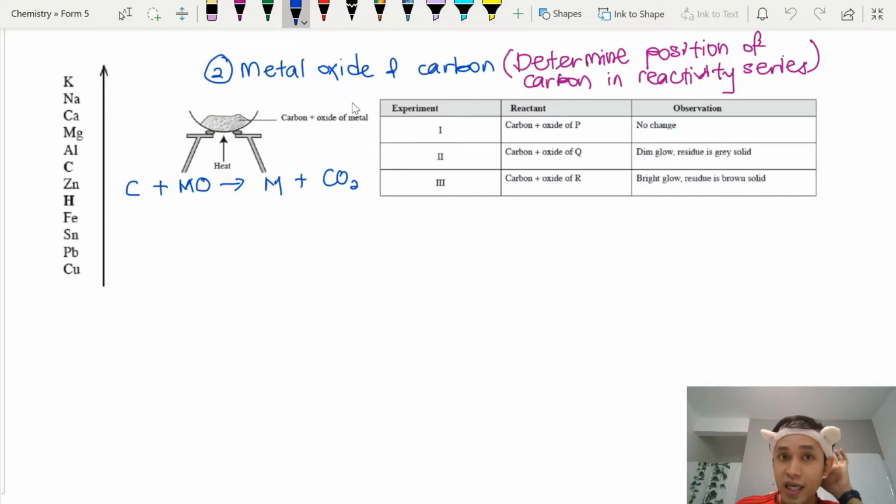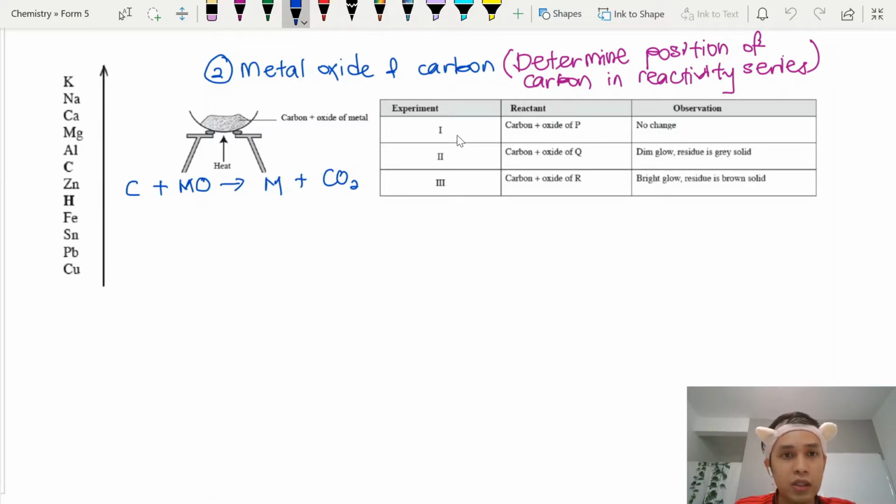Alright, so the second type of reactivity series will be about your metal oxide and also your carbon. This is the part where quite a number of questions will be asked, especially about the position of carbon, and the next one will be about the position of hydrogen in the reactivity series here.